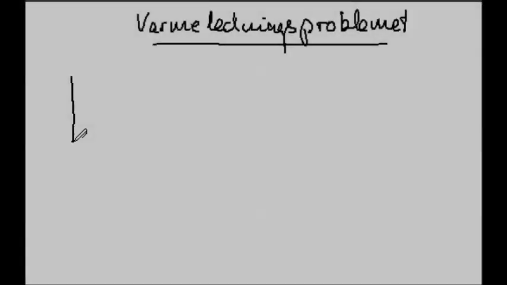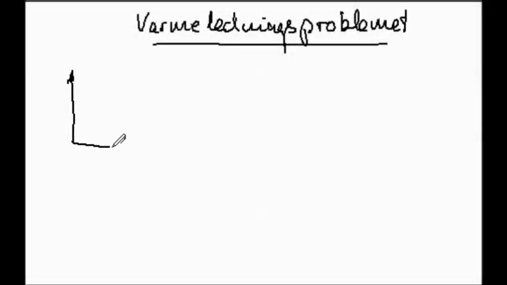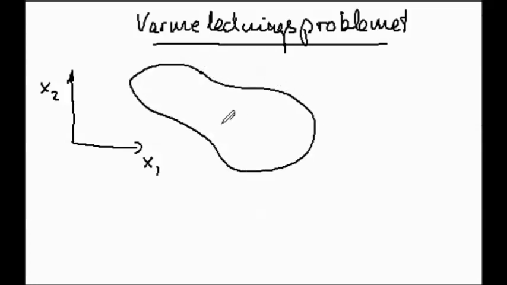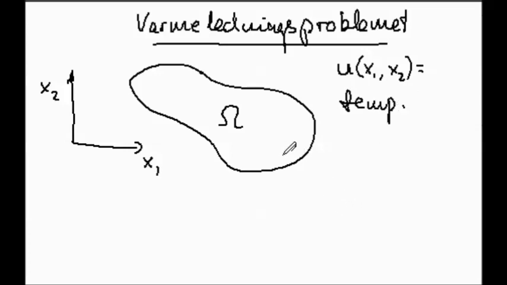In order to illustrate, let's consider a region in the plane. We have the x1 axis here and the x2 axis here, and in the plane we consider a region called omega. Omega is in fact a material, and inside this material we think that we have some temperature called U. And this temperature is a function of the coordinates x1 and x2.